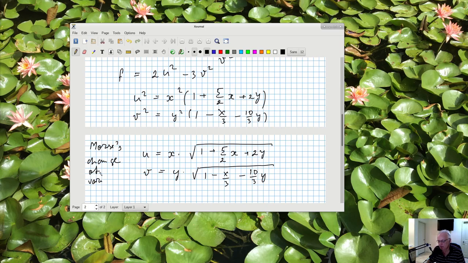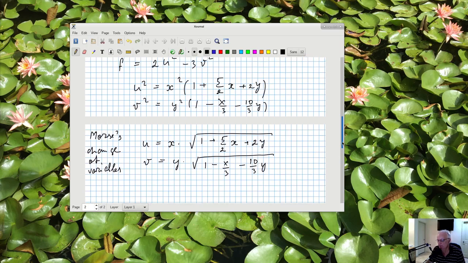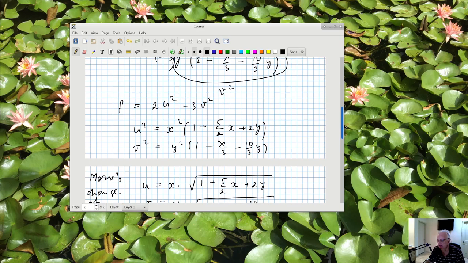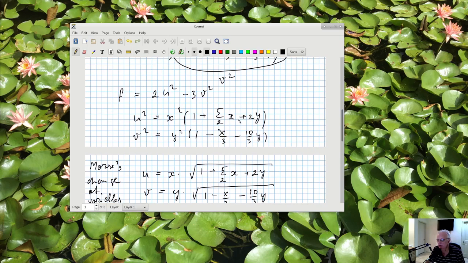After this change, the function becomes the sum of squares. It's not necessarily the small neighborhood. I mean, in order to do all this stuff, I just need to make sure that square roots exist. And then the whole change of variable works just fine. And my function becomes the sum of squares. That's the idea behind the Morse change of variables.